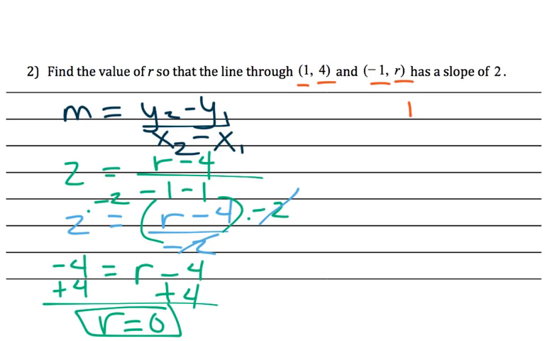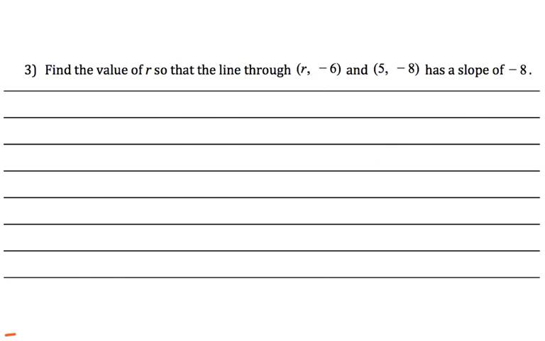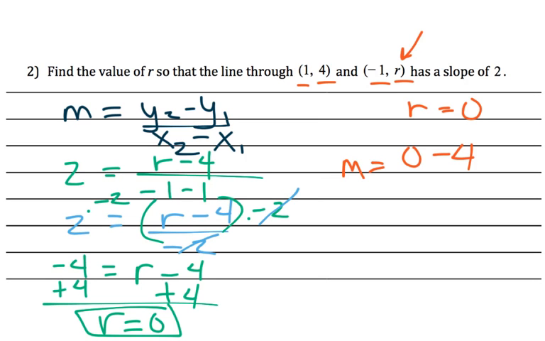Again, we do want to check that r is accurate. And you'll be able to do these in your head. You might be able to be like, okay, well, 0 minus 4 is blah, blah, blah. But I'm going to write it out so it's clear. The slope would have to be y2 minus y1, which is 0 minus 4. And then the denominator would be negative 1 minus 1, which would simplify to negative 4 over negative 2, which would just be positive 2, which checks out.